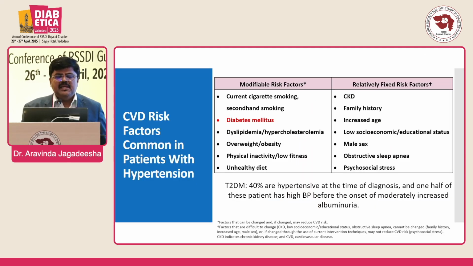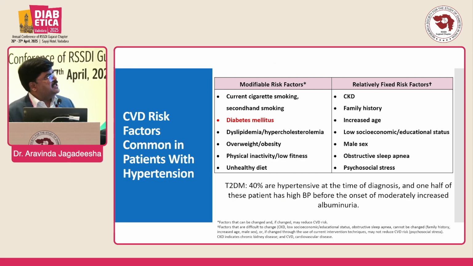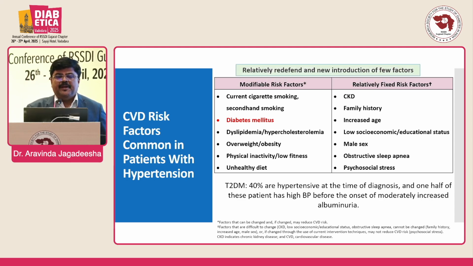If you take the risk factors, there are modifiable and relatively fixed risk factors. Modifiable: smoking, diabetes, dyslipidemia, overweight, physical inactivity, unhealthy diet. Relatively fixed risk factors are CKD, family history, increased age, low socioeconomic status, male sex, OSA, psychological stress. In diabetes, 40% are hypertensive at the time of diagnosis, and one of these patients has high BP before the onset of moderately increased albuminuria.